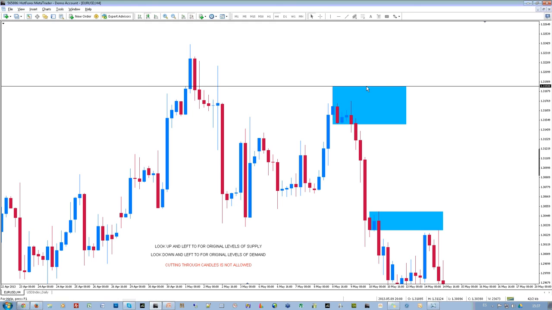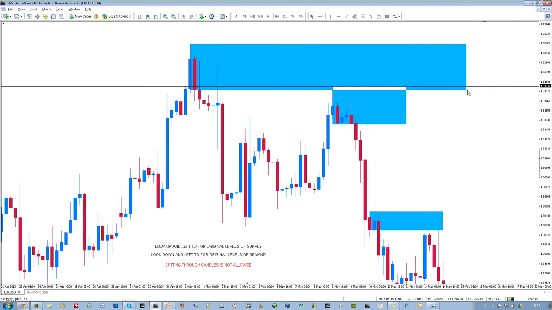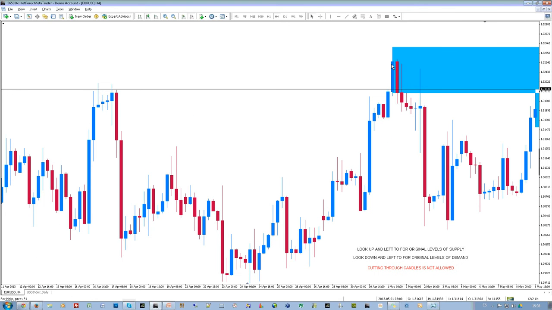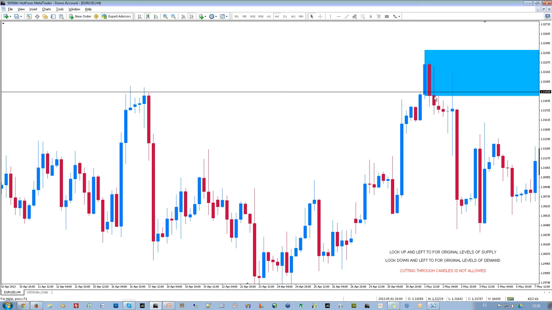So is this level original or not? So we draw the level, which is like this. We draw a horizontal line at the top. We go left and we stop when we see a candle. So here we have a level, which is a reaction to this level. Okay, because we look up and left. This is the level, 2 touches already. So this level, okay, could be original.